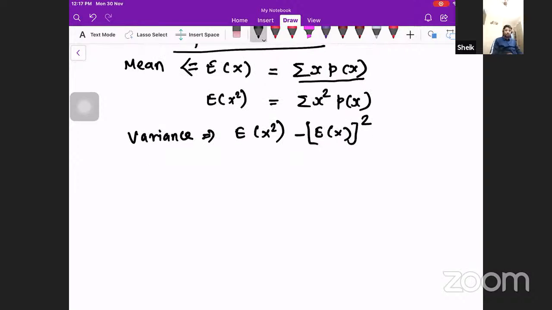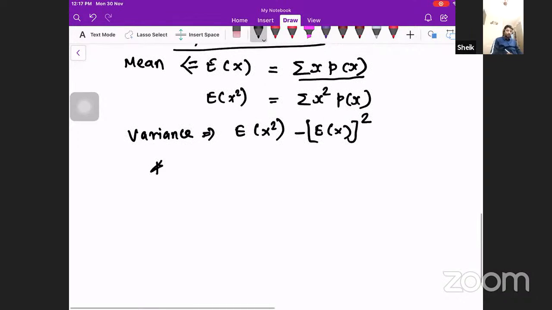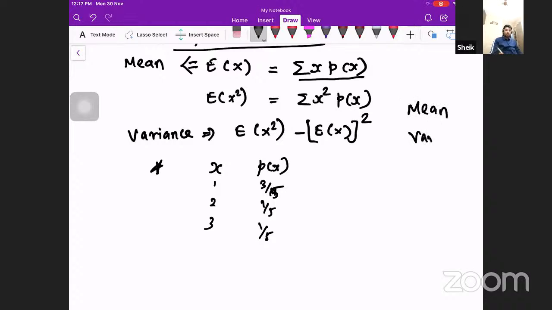Now, in the examination, what type of questions can be asked, I'll tell you. A very simple type of question may be like this: some variable x with values 1, 2, 3 will be given, and the probability of x also given, like 3 by 5, 1 by 5, 1 by 5. The question may ask you to find the mean or find the variance.